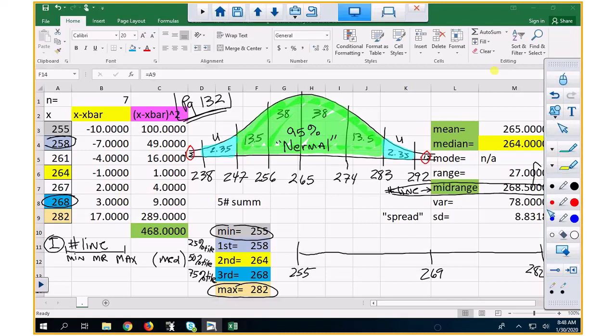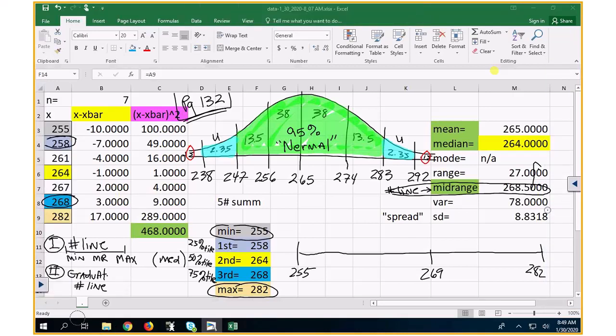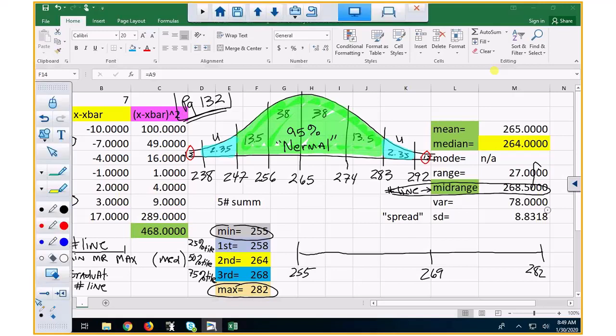Step 2, graduate the number line. What does graduate mean? Graduated beaker, graduated glass. What is a graduated beaker in science? Y'all don't know what a graduated beaker is. What is it? Thank you. Golly, y'all can't. These people.